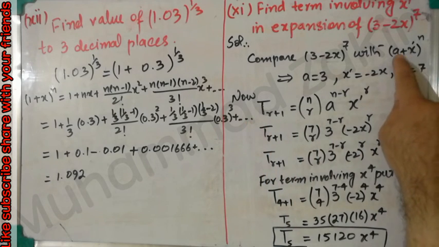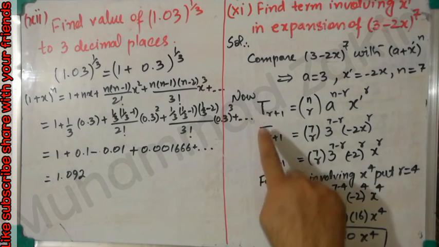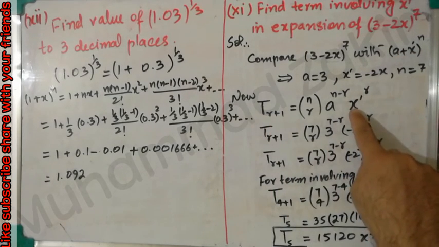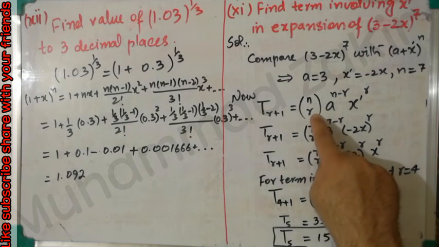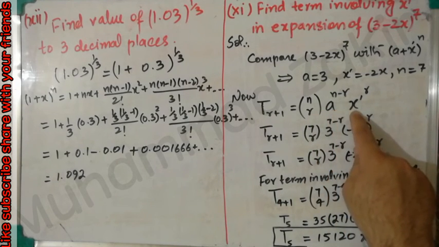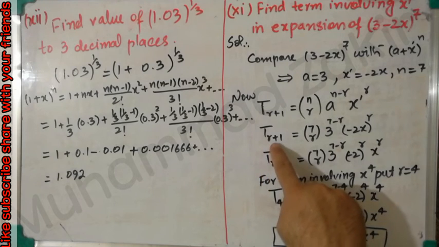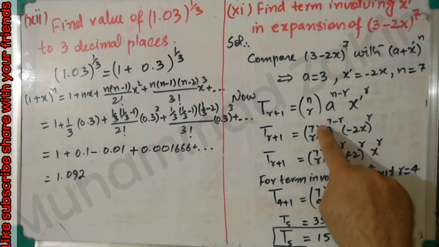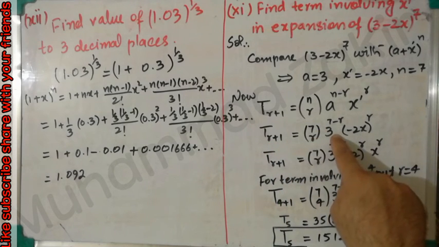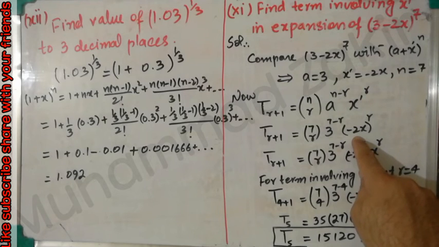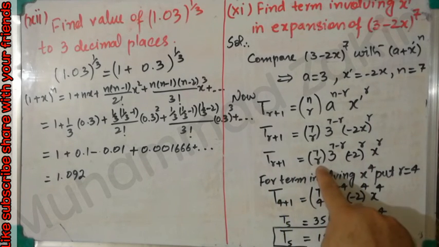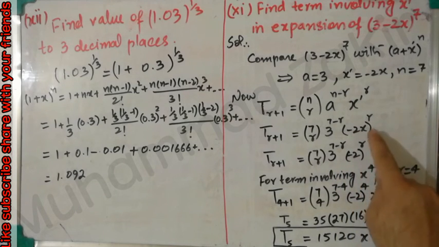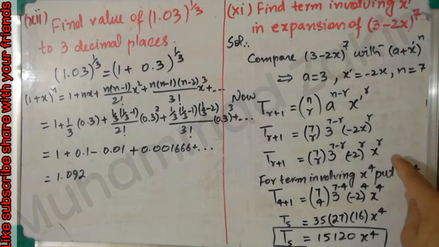The general term in this expansion (a plus x) raised to power n is T(r plus 1). Any term of this is given by the formula T(r plus 1) equals nCr a power (n minus r) x prime power r. So we keep r unknown and substitute other values. T(r plus 1), n is 7, r remains r, a power 3, (7 minus r), (minus 2x) power r. Then T(r plus 1) equals 7Cr, 3 power (7 minus r), we separate these two, (minus 2) power r, x power r.